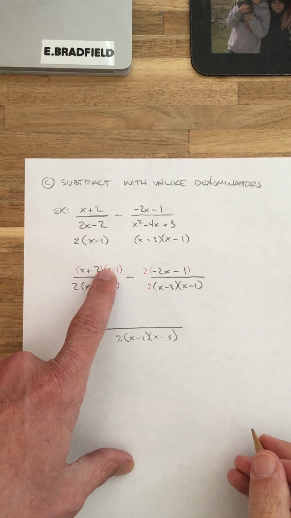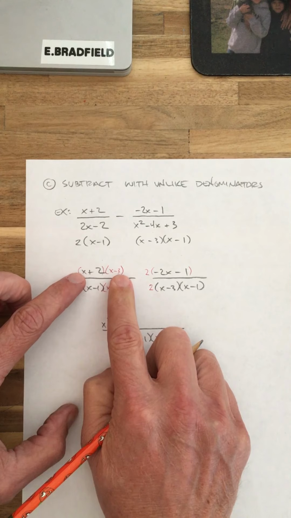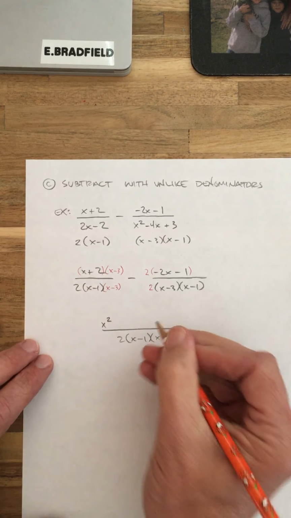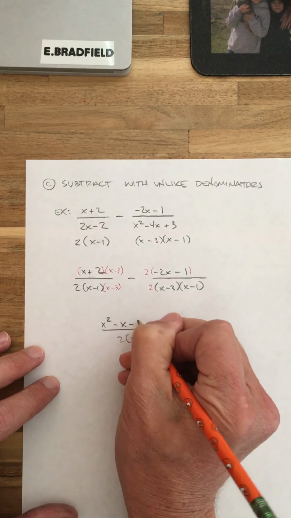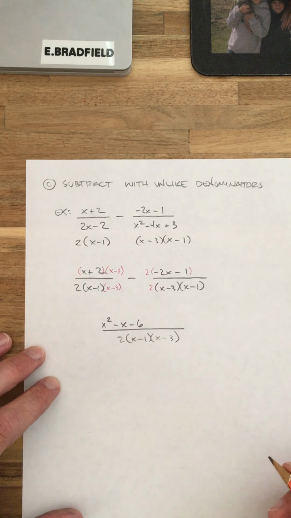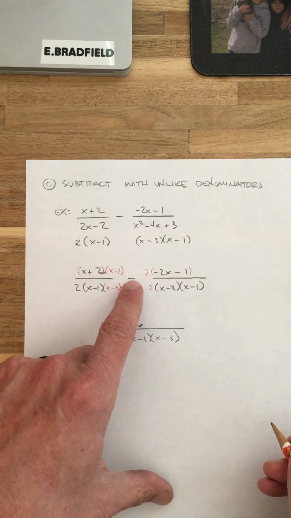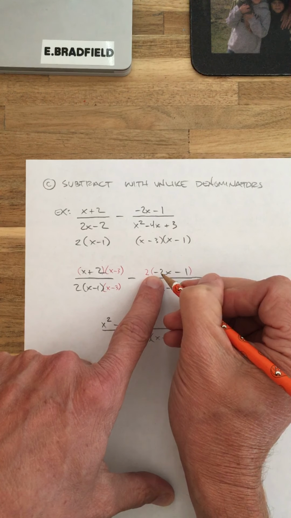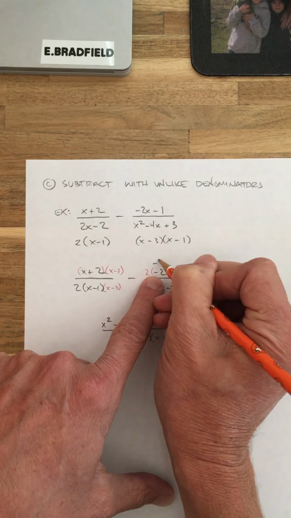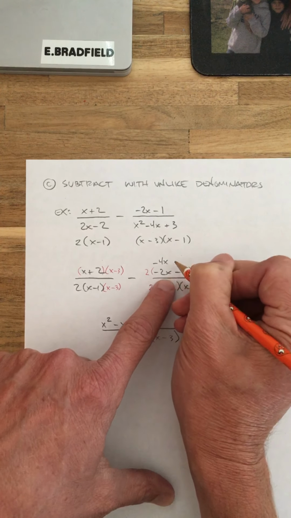x times x is x squared. Negative 3x plus 2x is negative 1x, so minus x. 2 times negative 3 is minus 6. Now, here's the one that's going to take a little bit of time. Let's just ignore this negative for now. Just distribute this. This is 2 times negative 2, so that's negative 4x. And then 2 times negative 1, that's negative 2.